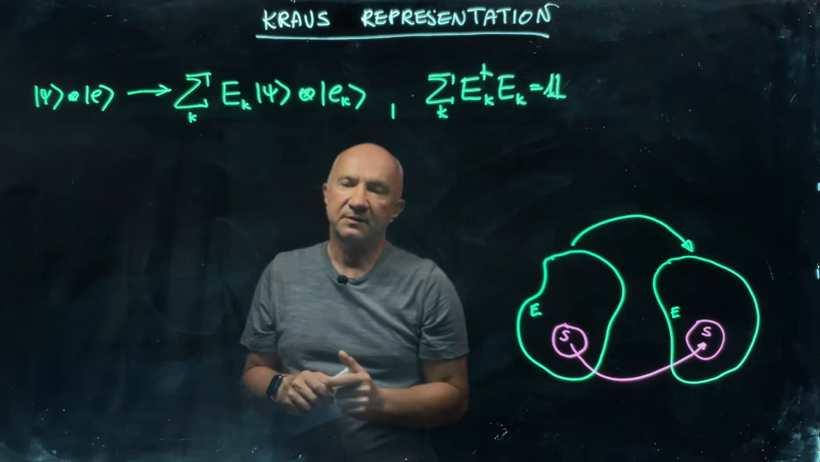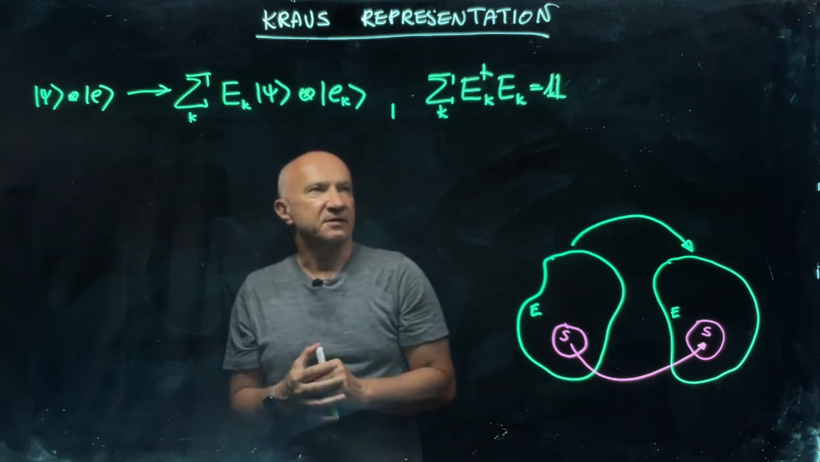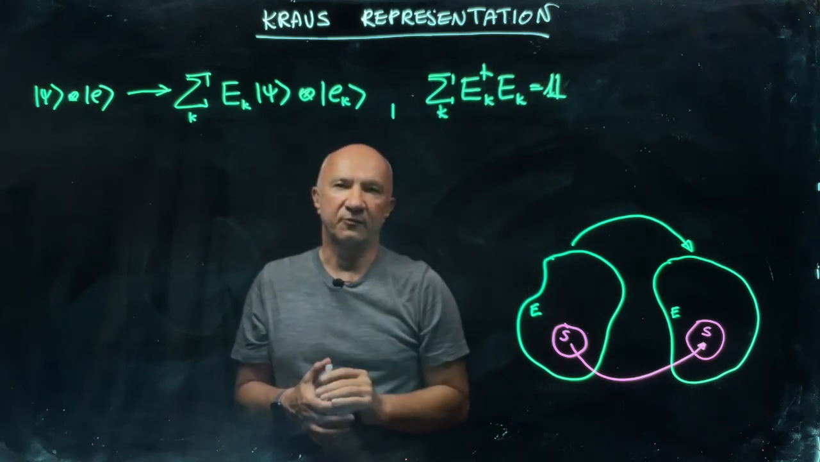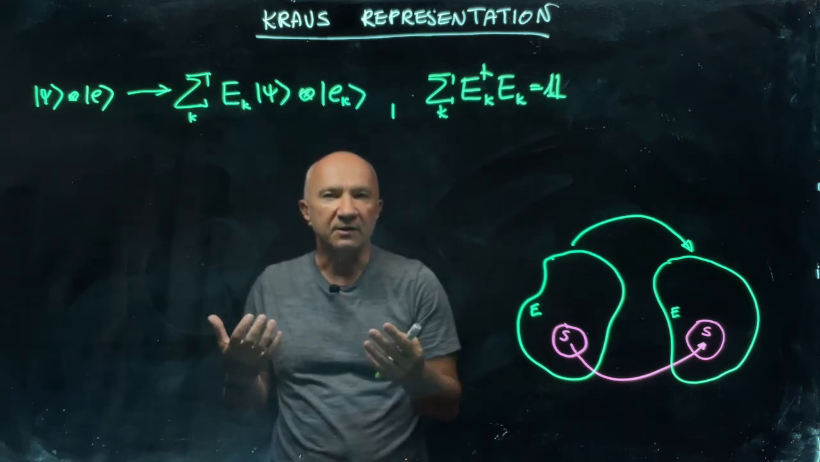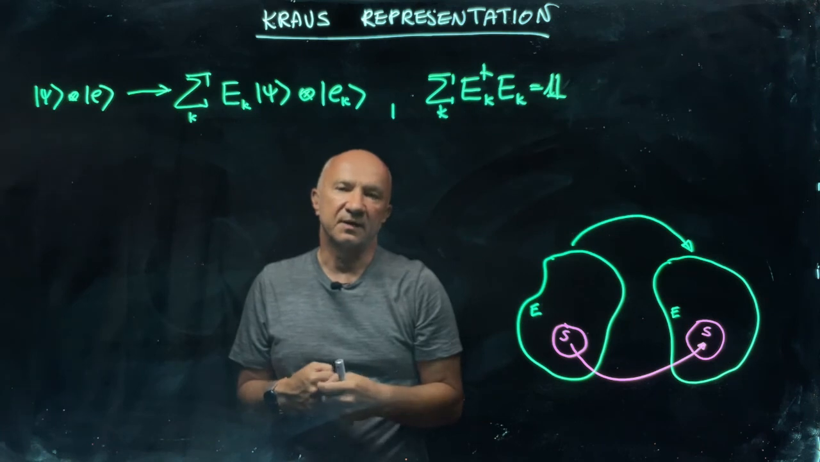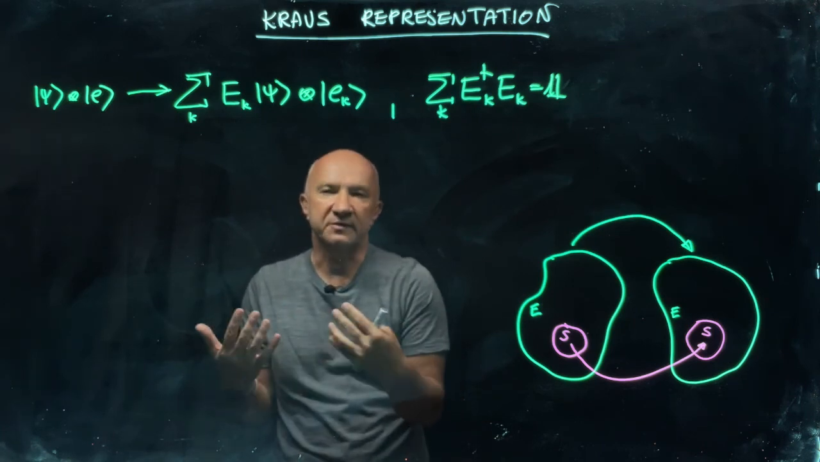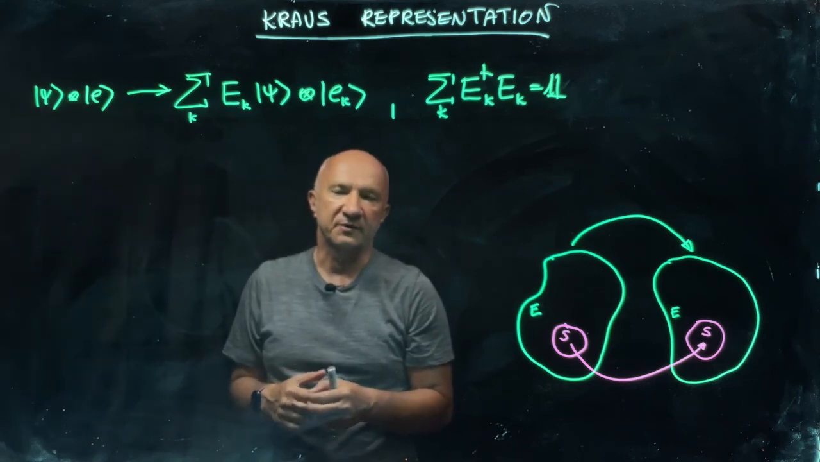The other way around doesn't necessarily hold, though there will be special cases where it does, but in general it is this condition that we require for this evolution to be unitary. And as you remember, this condition means that the probabilities, so the normalization of the corresponding state vectors, are preserved.